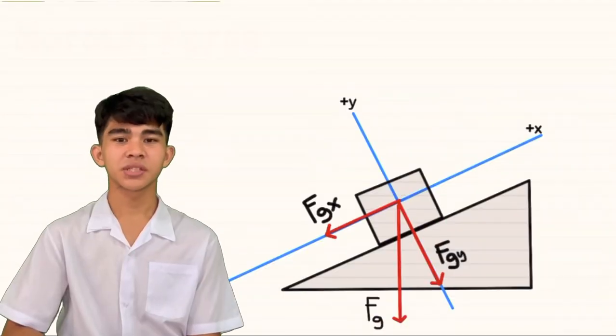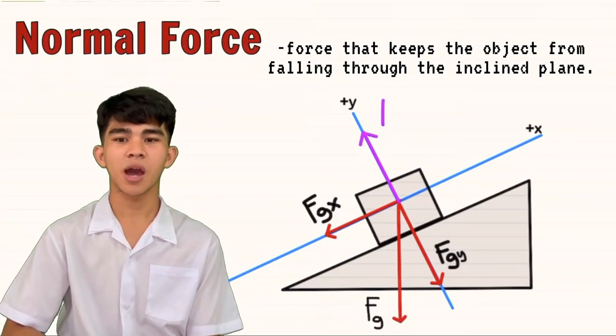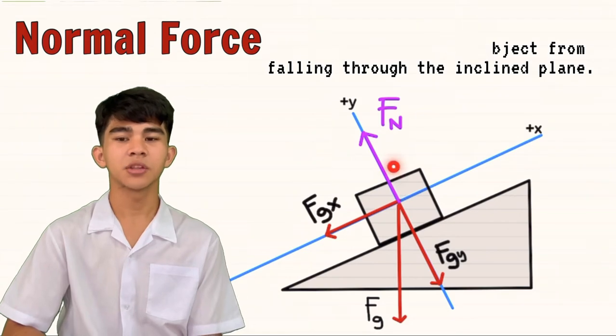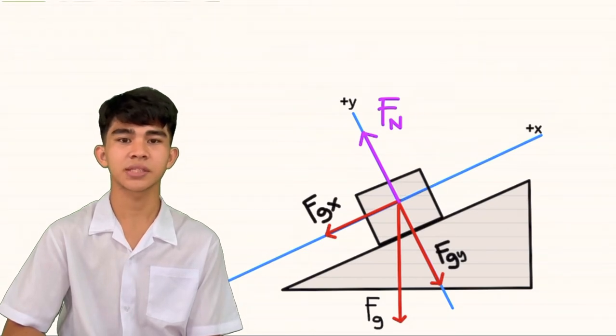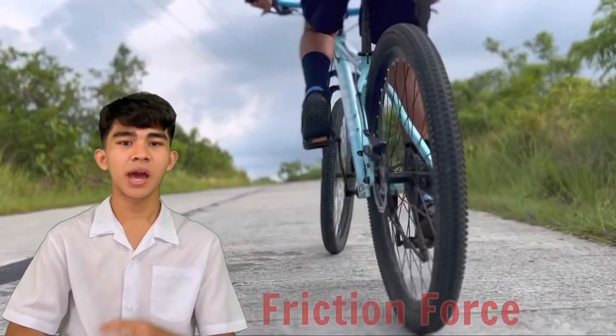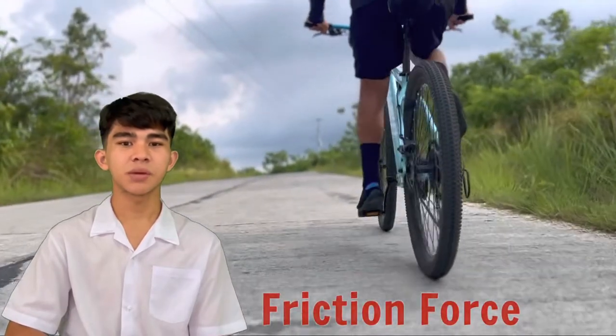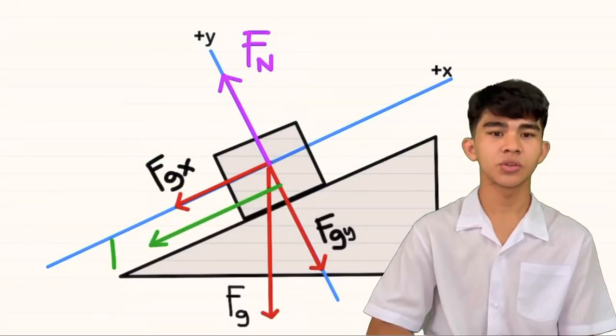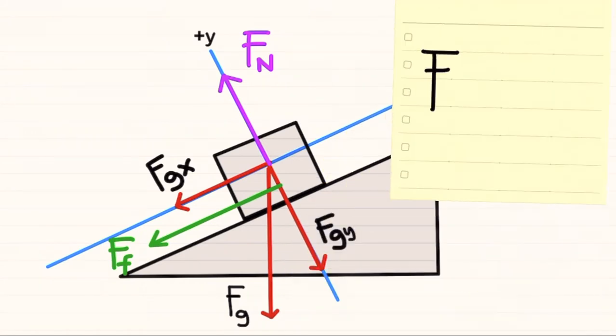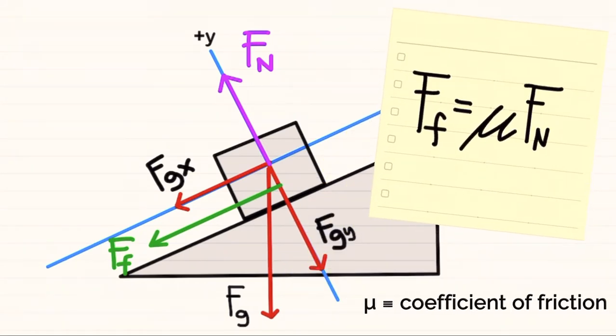The next force is the normal force, which is the force that keeps the object from falling through the inclined plane. Normal force is always perpendicular to the surface. Then, we also have friction force, which opposes the motion of the cyclist, so it is drawn toward the opposite direction. Friction force is equal to mu times the normal force.